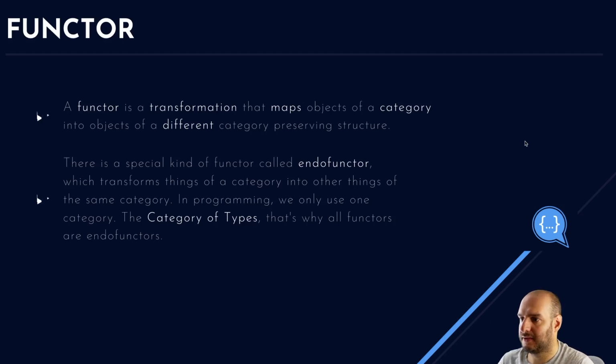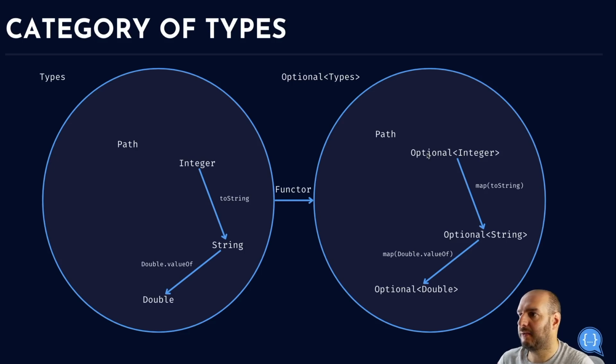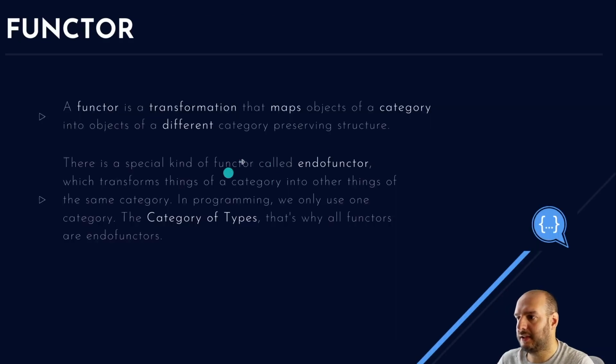So there is a special kind of functor called an endofunctor, which transforms things of a category into things of the same category. In programming, we are only using one category, which is the category of types. Like if we see this in our previous diagram, even though we created a new category, this is still inside the category of types, because optional types are still types. So technically, our optional is also an endofunctor.